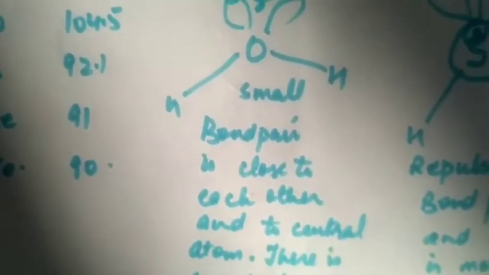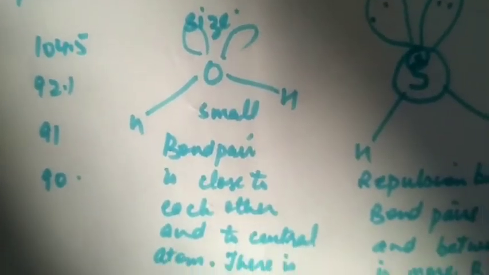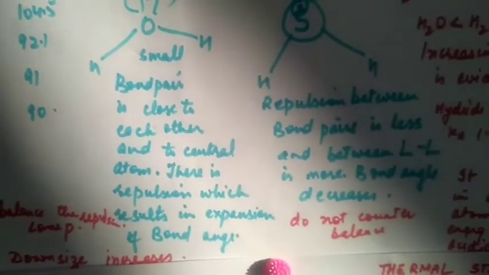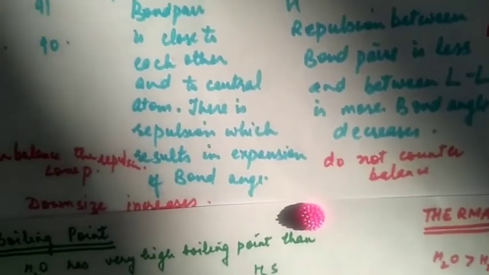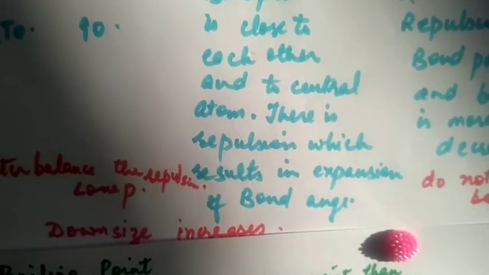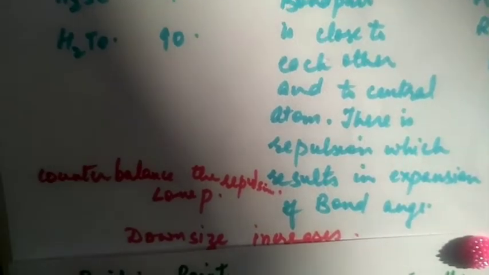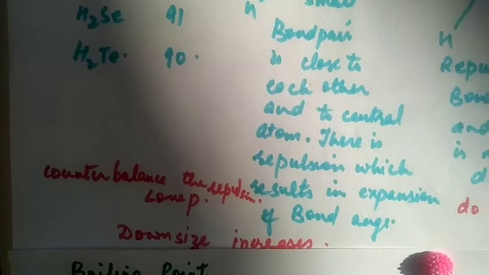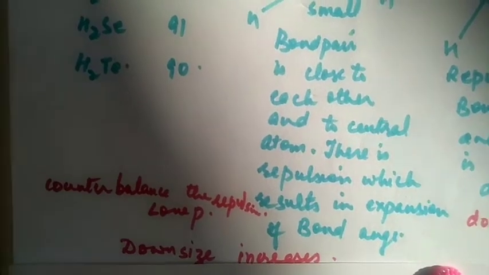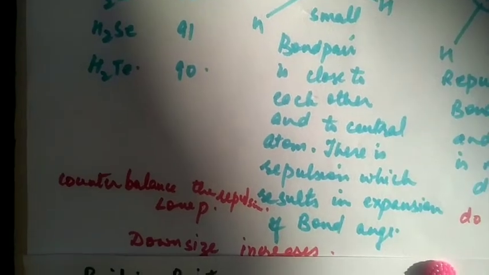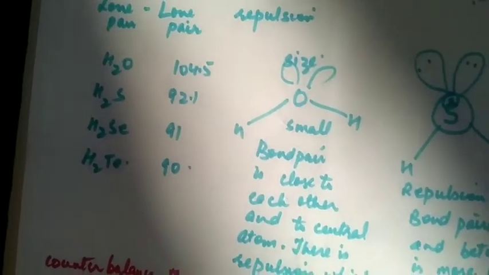This is because the oxygen atom is small and the bond pair is close to each other, in addition to the central atom. The bond pair is also close to the central atom. So there is repulsion which results in expansion of bond angle. This shared pair repulsion counterbalances the lone pair repulsion, and the bond angle is greater than other hydrides.